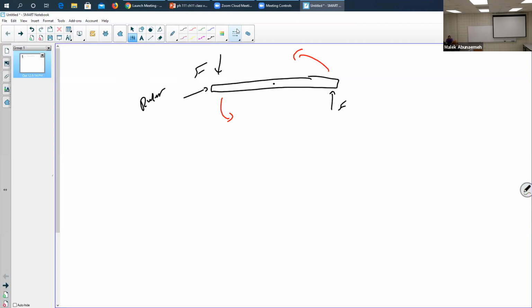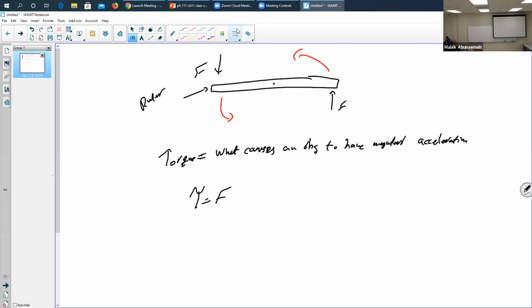Now, what causes this object to turn? That's when we talk about torque. It is what causes an object to have angular acceleration. Now your torque is going to be your force multiplied by the distance to that pivot point. So it's Newton multiplied by meter, which is going to be Newton meters.